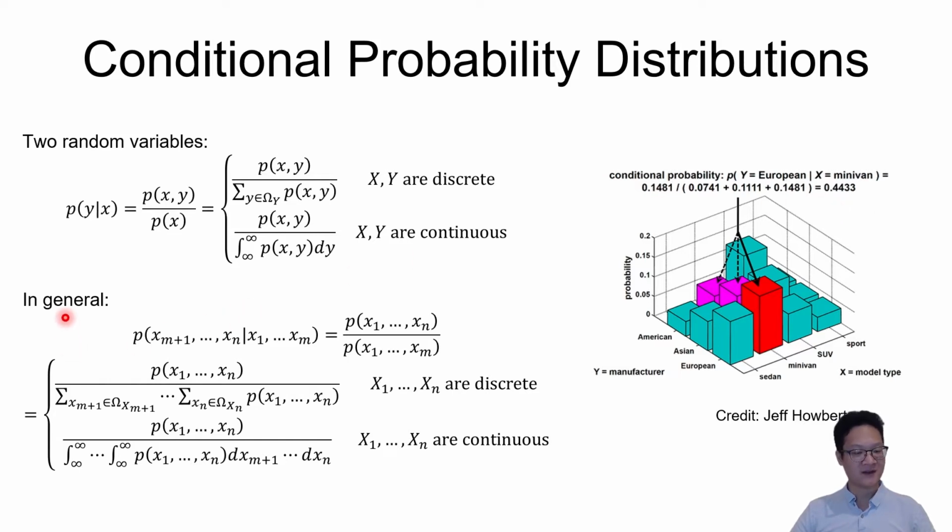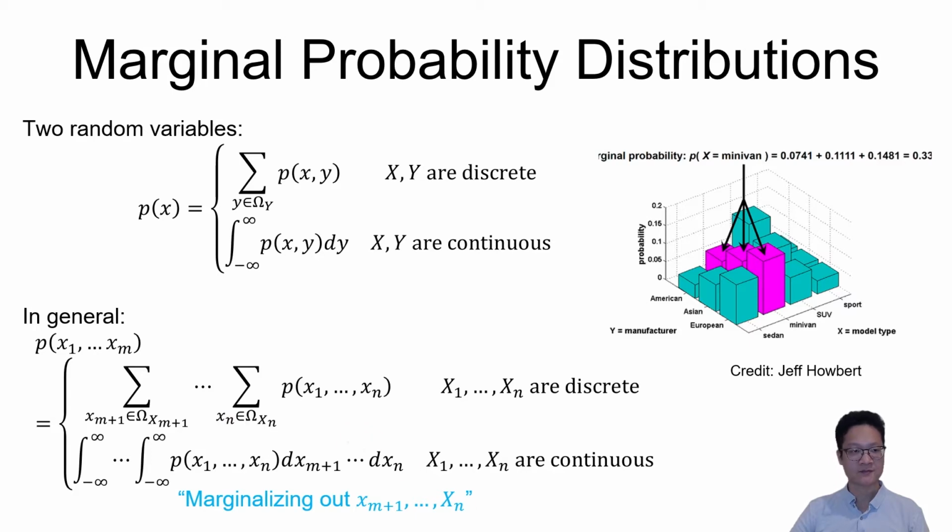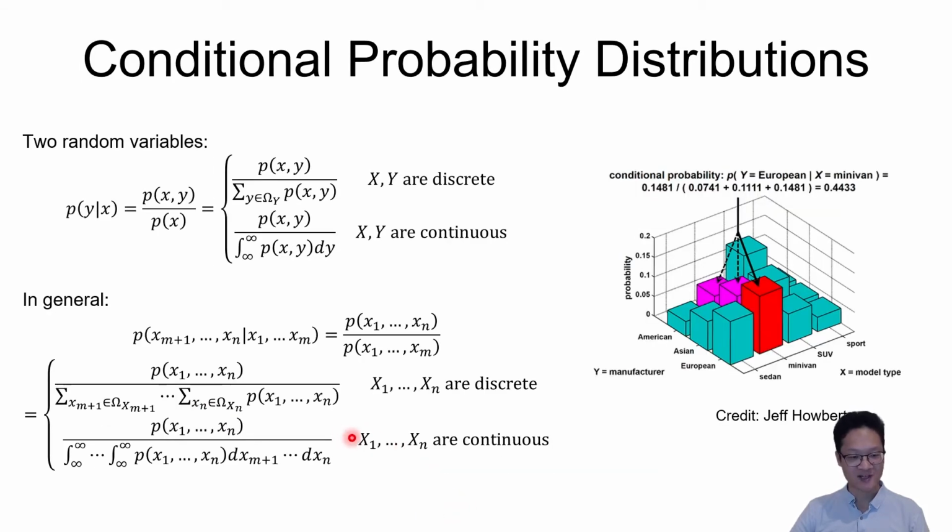In general, we could have a conditional distribution over, let's say, the last few variables from m plus 1 to n, given the first bunch of variables. In this case, we just take the joint distribution and then divide by the part that is given. Okay, and then for the denominator, we can write down the marginal distribution according to the previous slide. For the continuous case, the denominator would be a big integral.